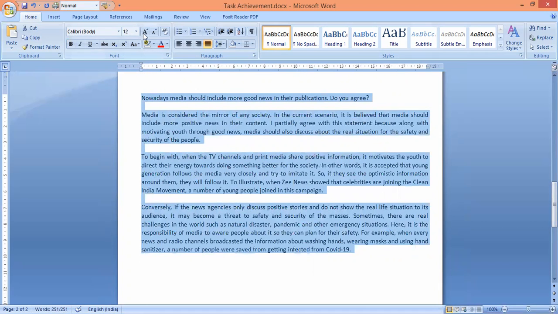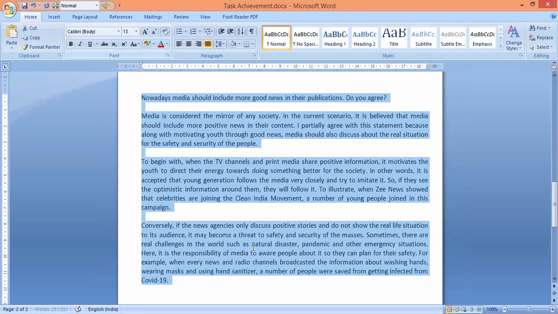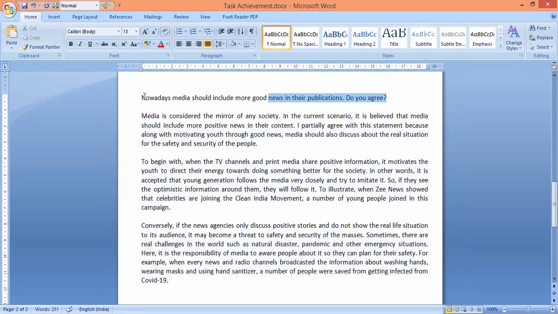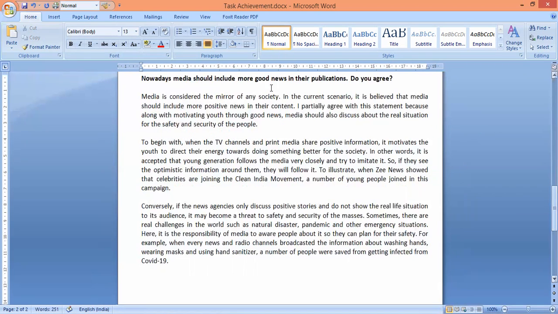So after planning, it didn't take much time. Do you see how smooth everything is? Nobody can say that I am answering only this question, whether they should include more good news or not. Now I gave a background statement, paraphrasing, and a clear thesis statement. The first BP is on one side, the other BP is on the other side.